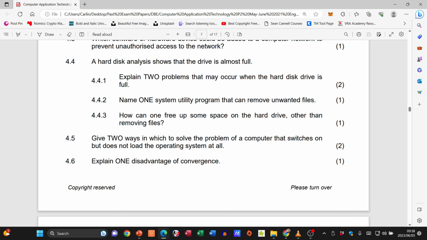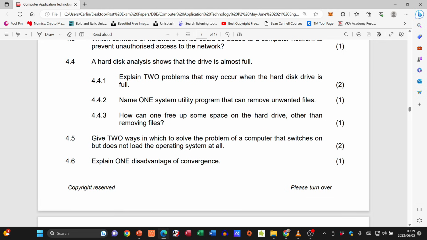4.5, give 2 ways in which to solve the problem of a computer that switches on but does not load the operating system at all. Now remember what process this is. We are not talking about the booting process. And what is the booting process? From the time I switch my PC on to where the operating system actually loads, that is my booting process. So they want us to give 2 ways in which to solve the problem of a computer that switches on, but does not load the operating system. So where do you think the problem is lying?